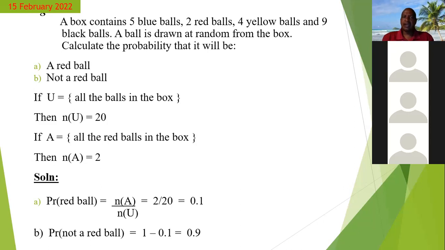All right, so a box contains 5 blue balls, 2 red balls, 4 yellow balls, and 9 black balls. A ball is drawn at random from the box. Calculate the probability that it will be A, a red ball, and B, not a red ball. All right, so you should understand the process of working this out. So the solution is already there, but I just need somebody to walk me through the solution as it is on the screen. Who would like to do that for me?